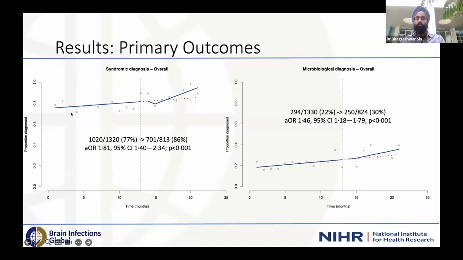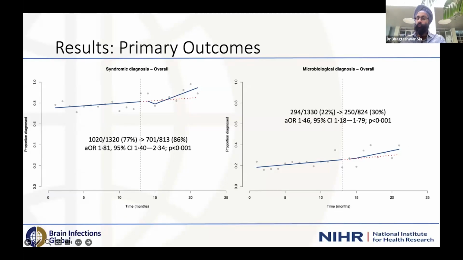And the results were syndromic diagnosis. Maybe we'll skip. The focus of today is microbiological diagnosis. You can see that if this observed proportion of people getting a microdiagnosis were to carry on, assuming the intervention never happened at this dashed line, you can see these red dots. And then the actual observed line is above that, and therefore taking into account what the trend was that was underlying across these 4 centers in 3 countries.